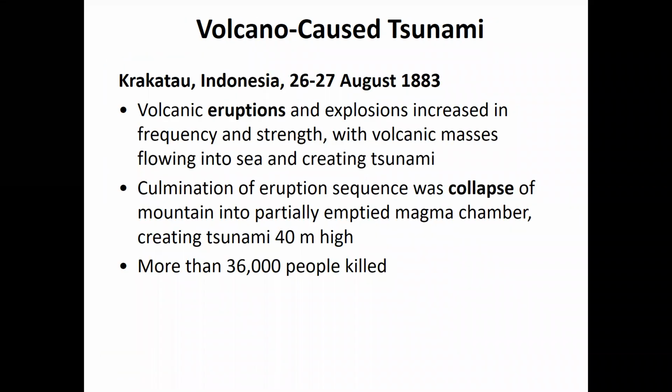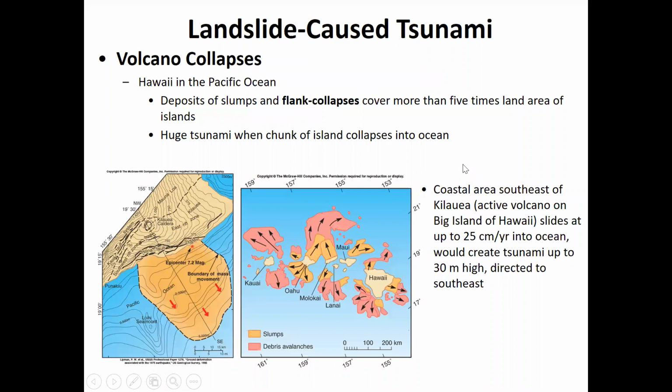Now, if this happened today, that number would be much higher because the population density is much higher than it was in 1883. And this landslide caused a tsunami. So, volcanic collapses. This can occur even without an eruption because the flanks of a volcano sometimes slide, because they are just alternating layers of rock or pyroclastic debris.